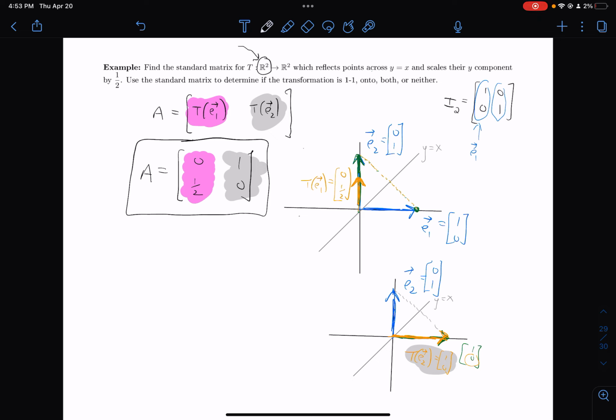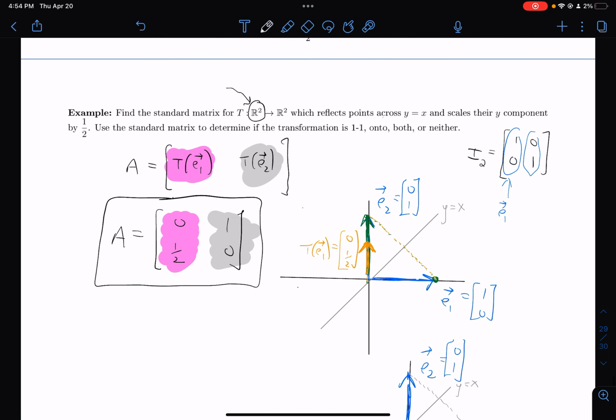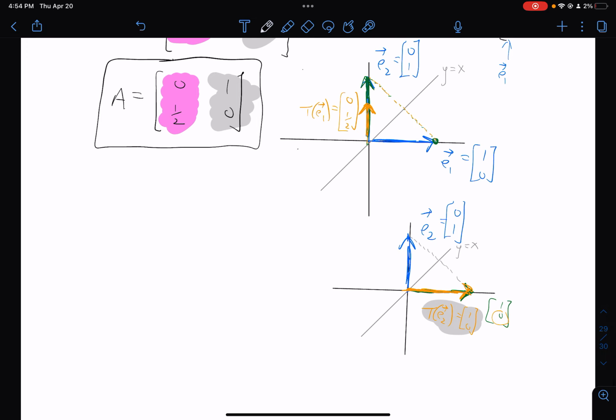Then it says use the standard matrix to determine if the transformation is onto, or 1 to 1, or both, or neither. So to do that, I need to row reduce it. Was this part A? No, there was no part A and B. It was just multiple parts in the same problem. So I got to row reduce it and put it in echelon form. I'd have to swap my rows to do that. So I'll get 1/2, 0 on top, and then 0, 1 on the bottom. So I am swapping row 1 with row 2.